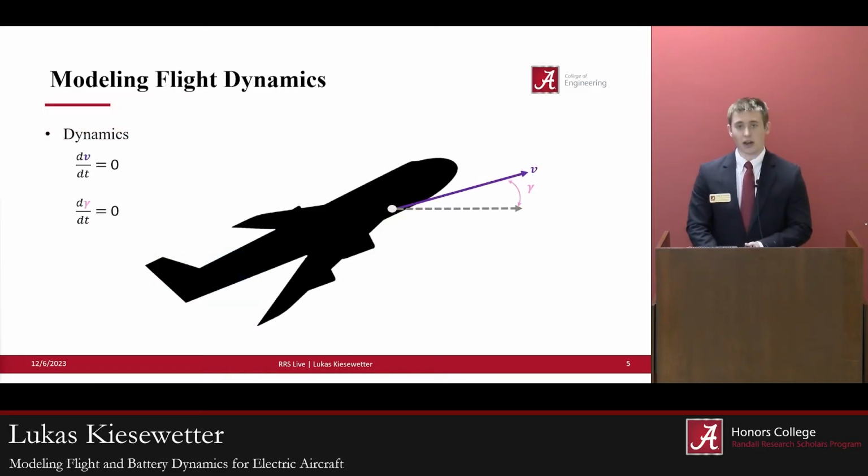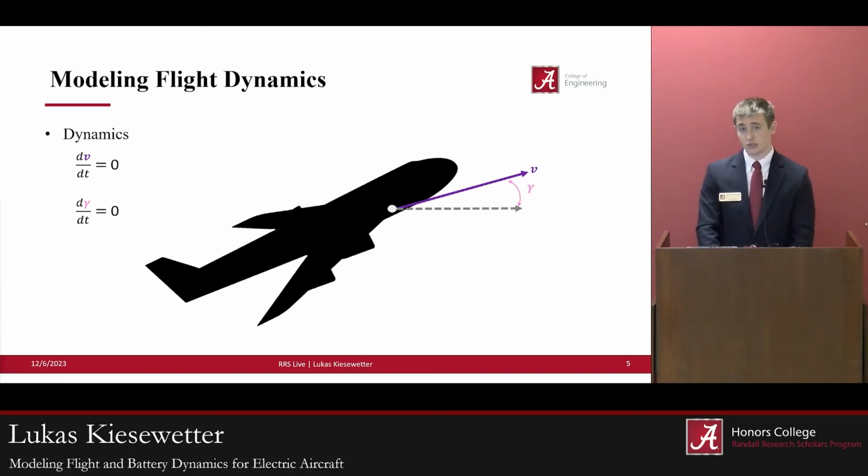So now that we know kind of the battery side of things, we can move on to flight. We consider a simple fixed-wing plane moving at a velocity v at some flight path angle gamma from the ground. Now, if we say that this velocity and flight path angle will not change, that means that their derivatives are 0. So this is kind of like putting the plane into cruise control. It won't vary the speed often.